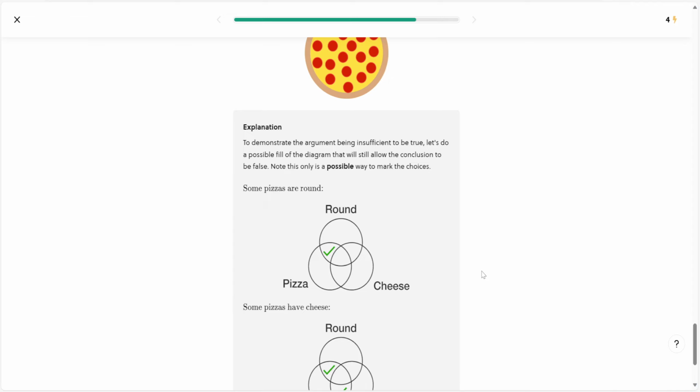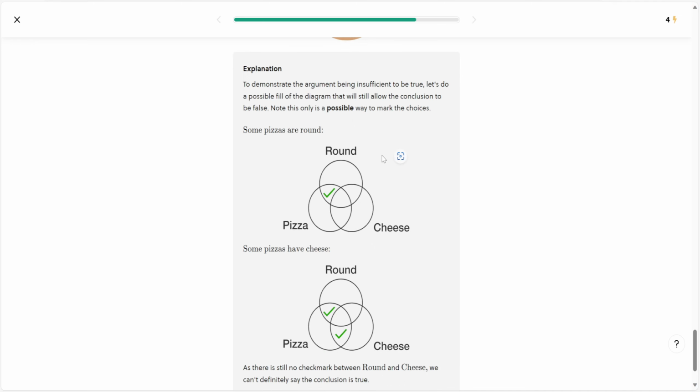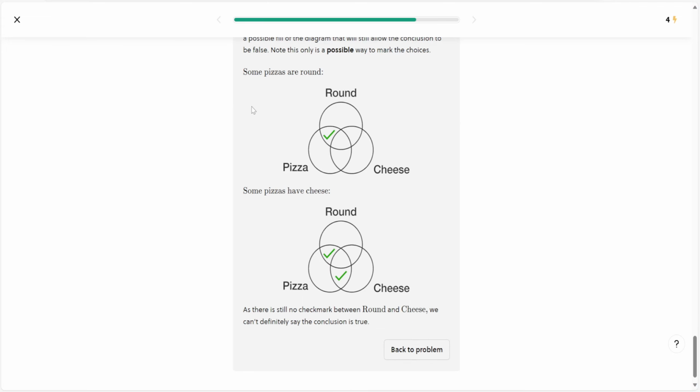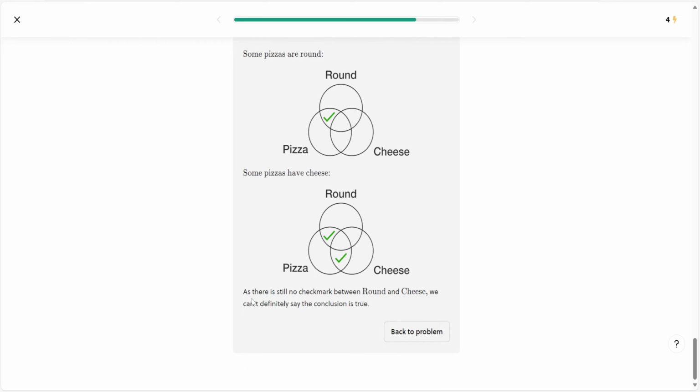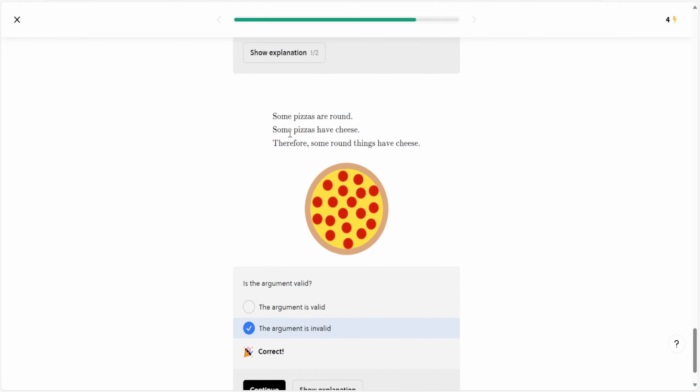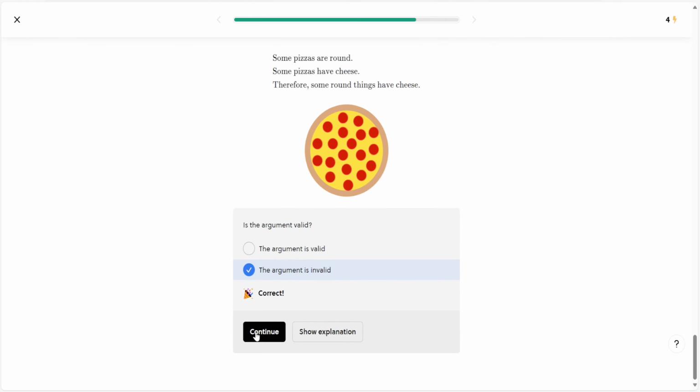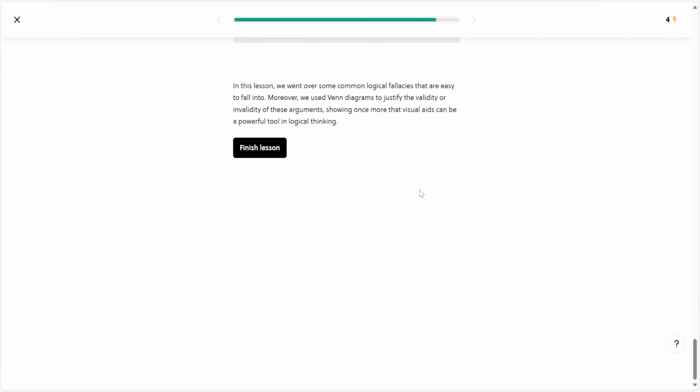To demonstrate the argument being insufficient to be true, let's do a possible fill of the diagram that will still allow the conclusion to be false. Note this is a possible way to mark the choices. Some pizzas are round, some pizzas have cheese. As there is still no check mark between round and cheese, we definitely can't say that the conclusion is true. Yeah, so it's the fact that it says some and not all, so I'm happy about that.